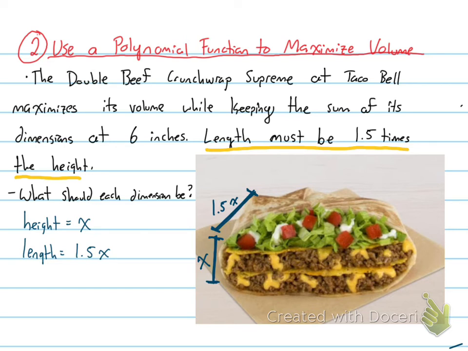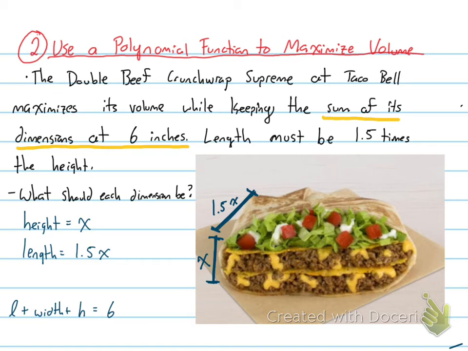Finally, I need to say something about the width, so I'm going to use this line here. The sum of the dimensions has to be 6 inches. What that means is that my length plus my width plus my height has to equal 6. I have length and height in terms of x, so now I'm going to solve for width, or get that by itself. So I'll subtract x, I'll subtract 1.5x, and I'll clean this up a little bit. My width in terms of x would be 6 minus parentheses x plus 1.5x. Even though this looks kind of ugly, I'm going to be able to set up an equation to graph it and then find out what my dimensions should be to maximize the volume of this Crunchwrap.